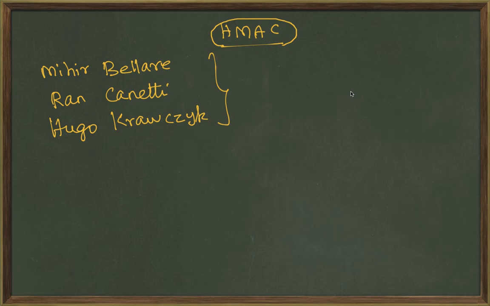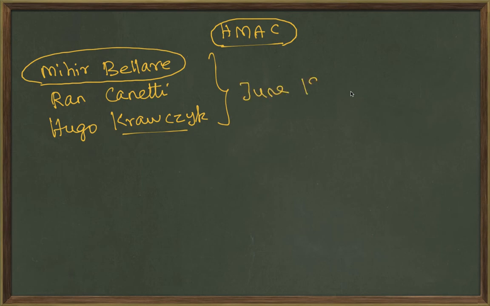This HMAC was introduced in a research paper by three cryptographers: Mihir Bellare, Ran Canetti and Hugo, I don't know how to pronounce this name. If you regularly read cryptography papers, you can routinely find Mihir Bellare. He's a very famous cryptographer, and they jointly produced a paper, I think, around June 1996. This paper is very famous and is called HMAC. Mihir Bellare is a professor at the Department of Computer Science and Engineering in the University of California at San Diego. The other two, Ran and Hugo, are researchers at the IBM TJ Watson Research Center in New York.